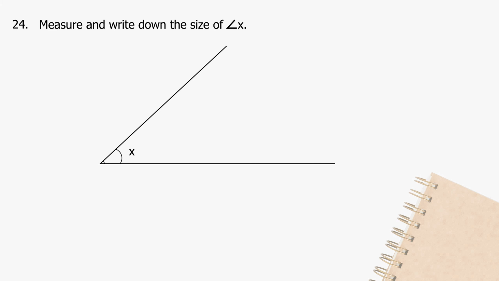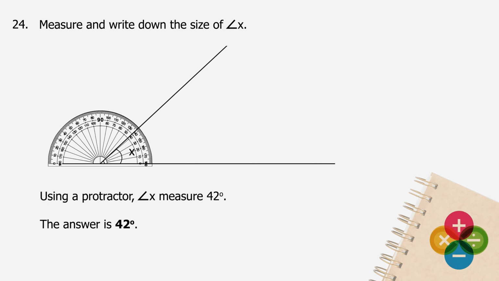Question 24. Measure and write down the size of angle X. Using a protractor, angle X measures 42 degrees. The answer is 42 degrees.